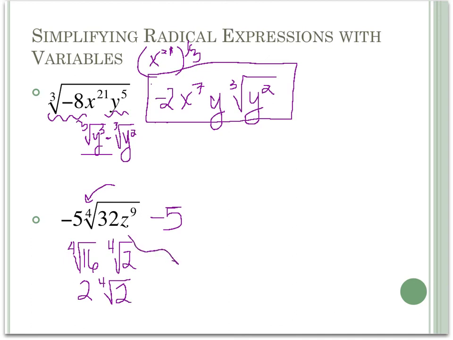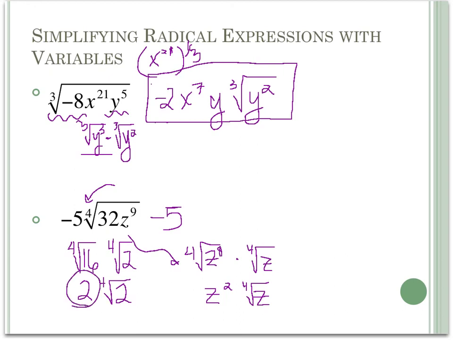And now I have z to the 9th. Well, z to the 9th doesn't go in perfectly as a fourth root, but I could rewrite that as the fourth root of z to the 8th, because I know that will go in as a fourth root. Then the fourth root of z, which simplifies to z squared, the fourth root of z.